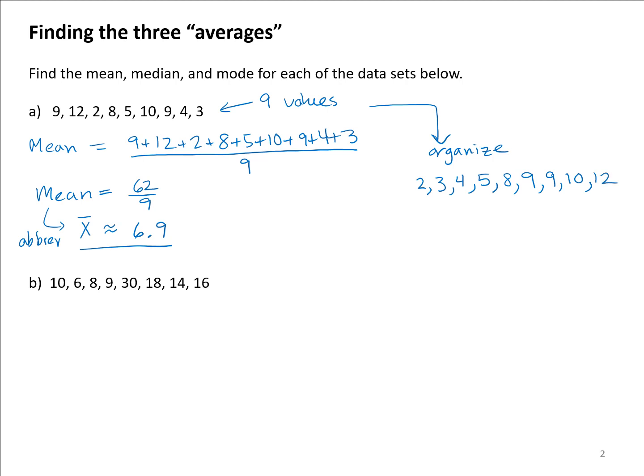Make sure you didn't miss anything. A good rule of thumb is to count them up. So I have 1, 2, 3, 4, 5, 6, 7, 8, 9, and I started with 9. So that's a good sign that I didn't miss any.